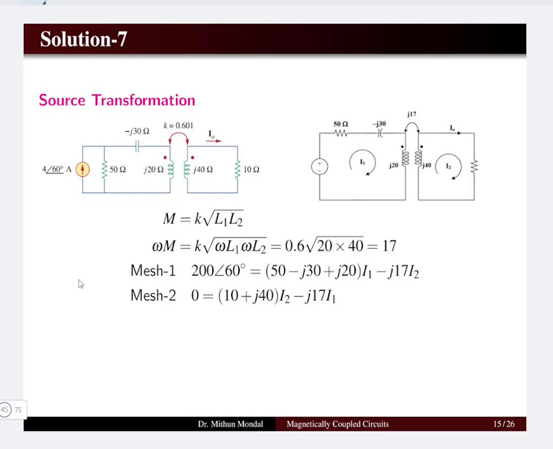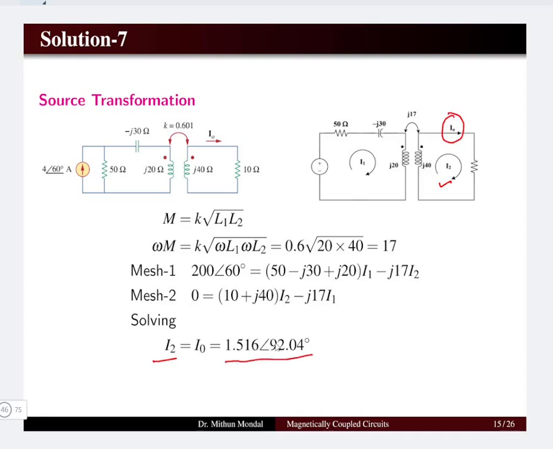Now we can apply the KVL equation in mesh 1 and the KVL equation in mesh 2, and we find that the mutual induced voltage will be negative because of the direction of the current entering the dot and leaving the dot. Now we can find the current I2 flowing in the secondary of the winding, and current I2 is nothing but the current I0, which is the variable to be determined.